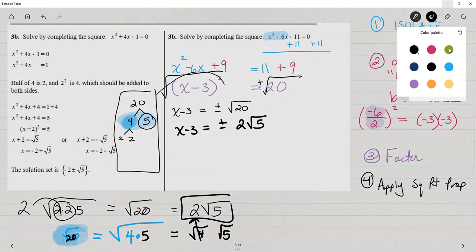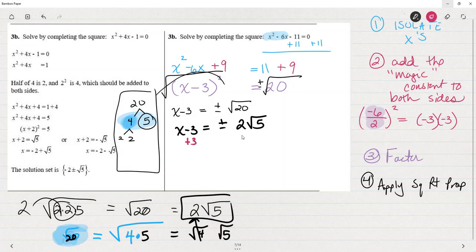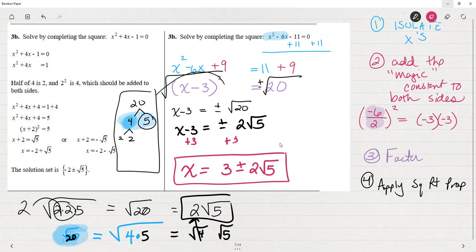The last step in applying the square root property is going to be to solve for x. So I'm going to add 3 to both sides, and I get that x equals 3 plus or minus 2 square root of 5. So that's 3 plus 2 square root of 5, or 3 minus 2 square root of 5. And that's it. Let's look at a couple more examples.